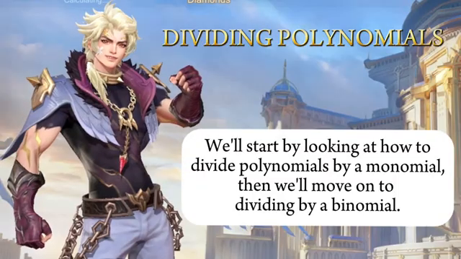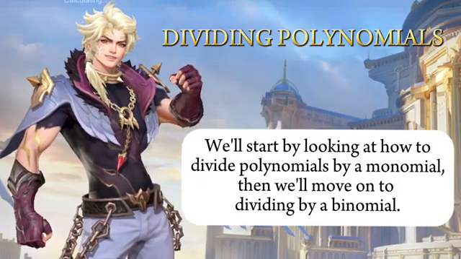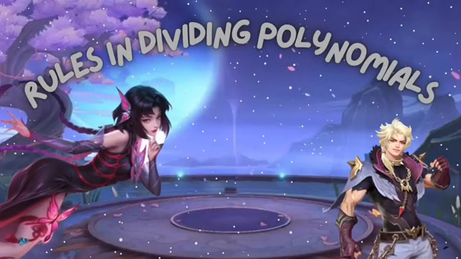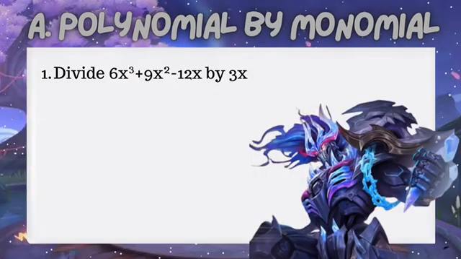We will start by looking at how to divide polynomials by a monomial, then we'll move on to dividing by a binomial. There are rules in dividing polynomials. First one, we have polynomial by monomial. So to divide a polynomial by a monomial, simply divide each term of the polynomial by the given divisor. Let's try example number 1. Divide 6x cubed plus 9x squared minus 12x by 3x.